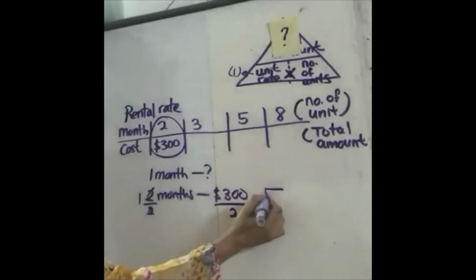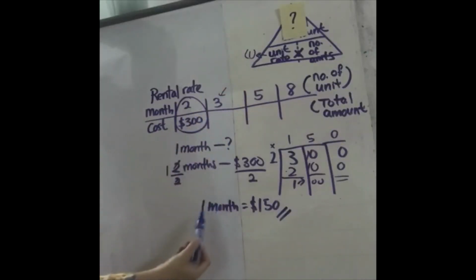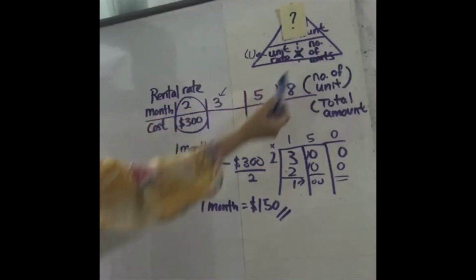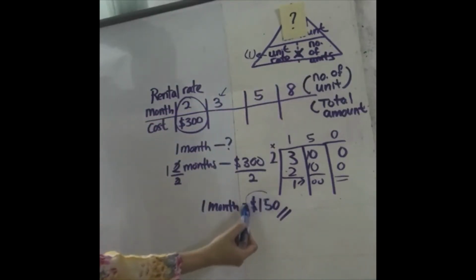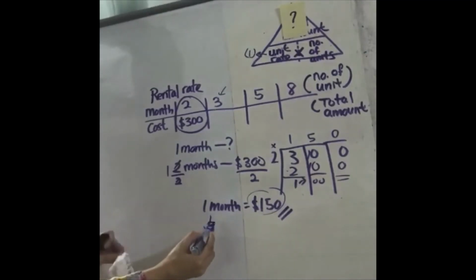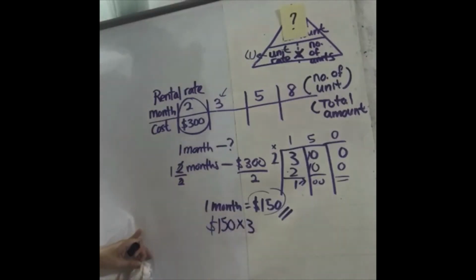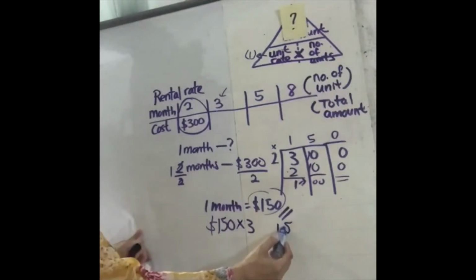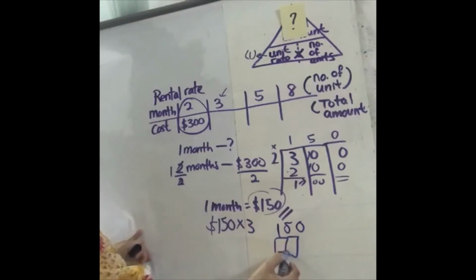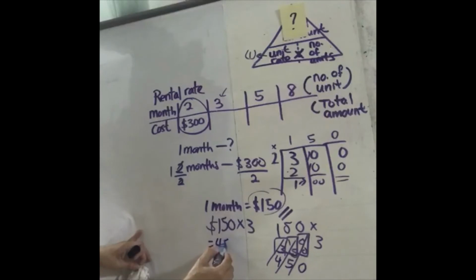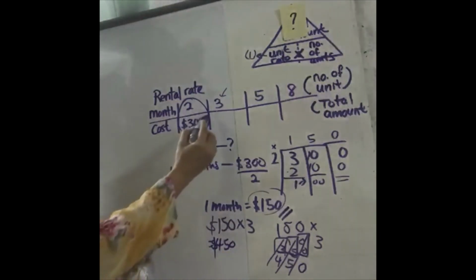So you do the working. 300 divided by 2, 1 month here. You times by the number of units. So look at the 1 month. How much is 1 month? It's 150. You times by 3. Okay? So you do the working. 150 times by 3. You get 0, 15, and this is 3. So 0, 5, 4. So the answer is $450.